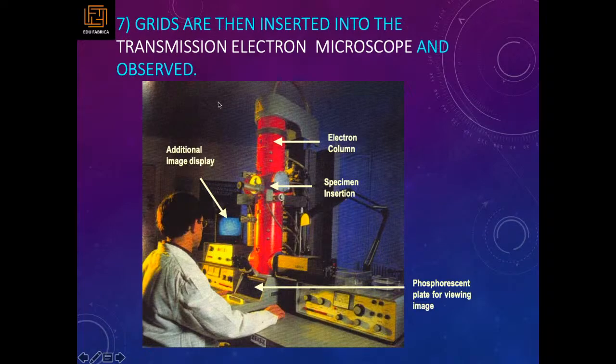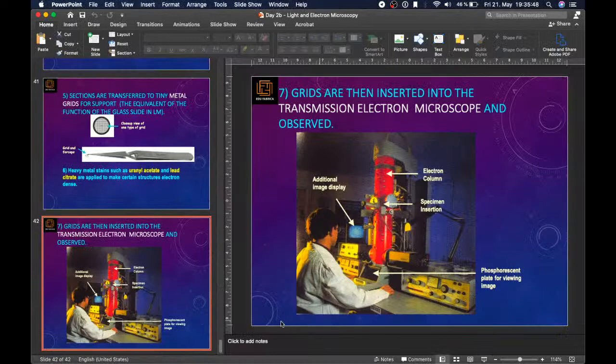So the grids are then inserted into the TEM and observed. We put our grid with our specimen on top, and from the top there is the electron column. This is the specimen insertion from here, and it's even more complex than your SEM actually, because we see 3D images in them, and we see our samples on this computer. So we are done with microscopy today, finally.